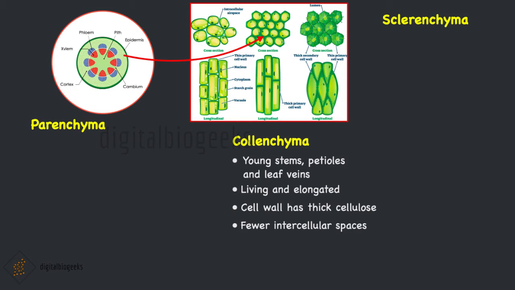Due to thick cell walls and fewer intercellular spaces, collenchyma gives structural and mechanical support. It provides flexibility to the plant and allows the plant to bend during wind.